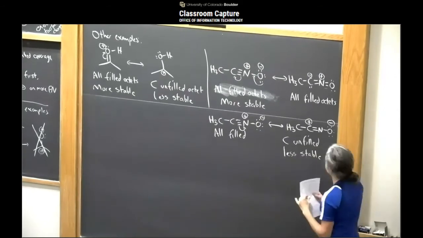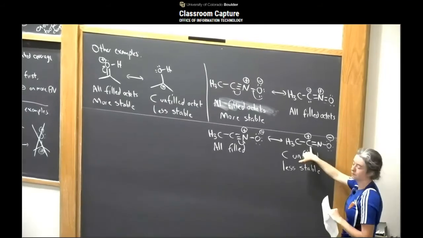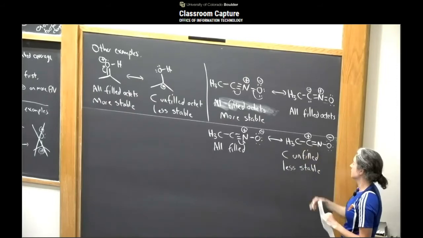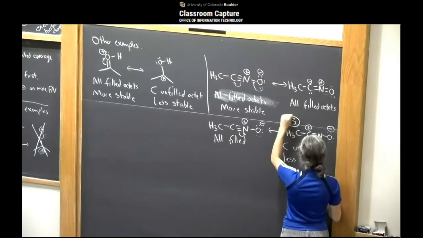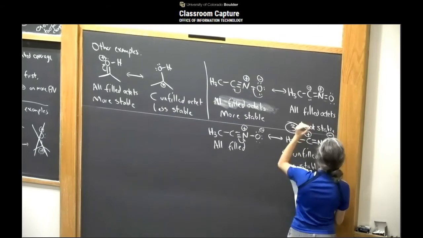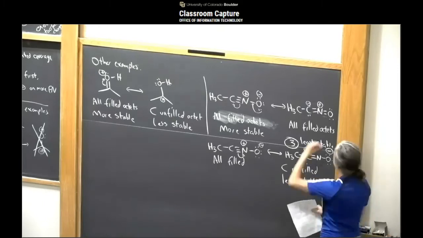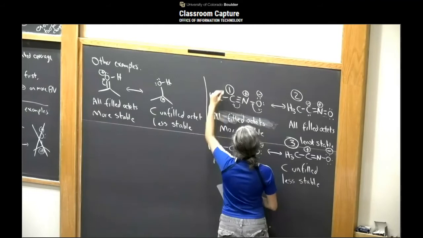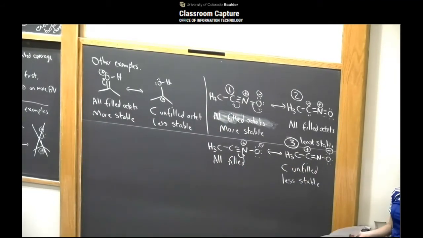Okay, so out of the 3 forms I drew, I can actually rank them 1, 2, and 3. This one has an unfilled octet, and neither of the other ones do. So this one is probably going to be least stable. This one up here has all filled octets. It just doesn't have the charge in as good a place. This one's probably going to be 2. And then this one that I drew 2 copies of is going to be 1. It's got all filled octets, and the charges are in the best place for them.